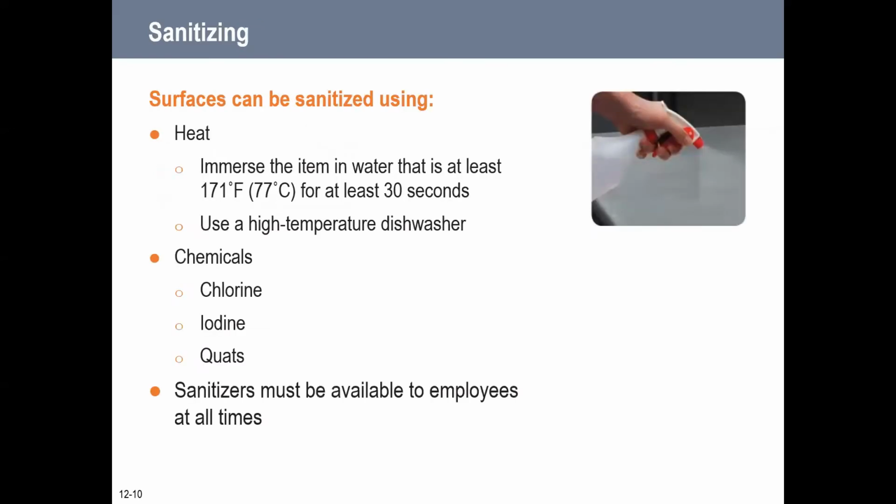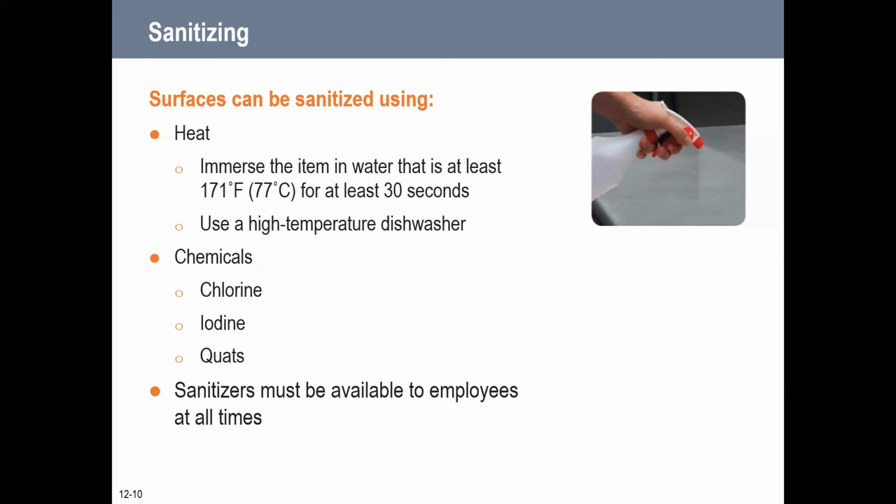From cleaning to sanitizing. So we clean to get rid of the visible dirt. Sanitizing is to remove pathogens. So surfaces can be sanitized using heat or by chemicals. If it's by heat, the item is immersed in water that's at least 171 degrees, and it has to be in there for at least 30 seconds.